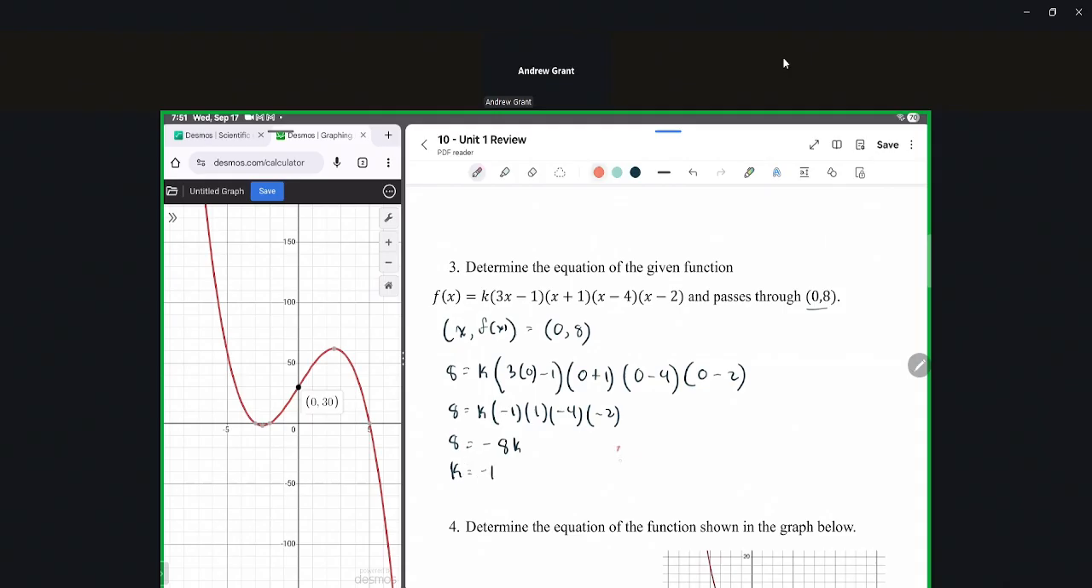So we can conclude that our function f of x will be equal to negative multiplied by (3x minus 1) times (x plus 1) times (x minus 4) times (x minus 2). Again, just exactly the same case as a quadratic, just more steps.